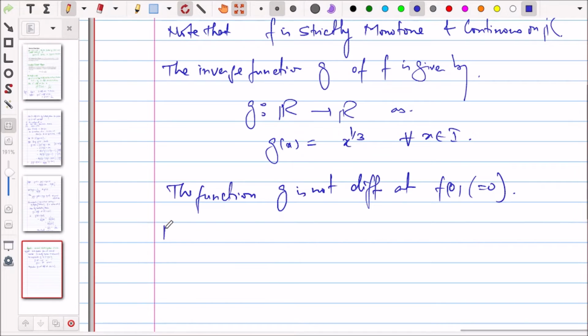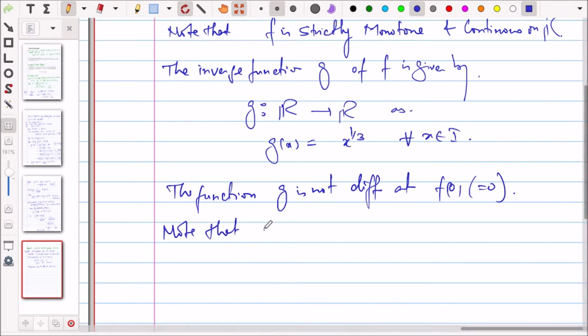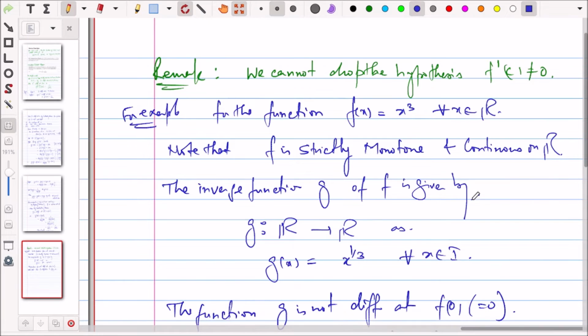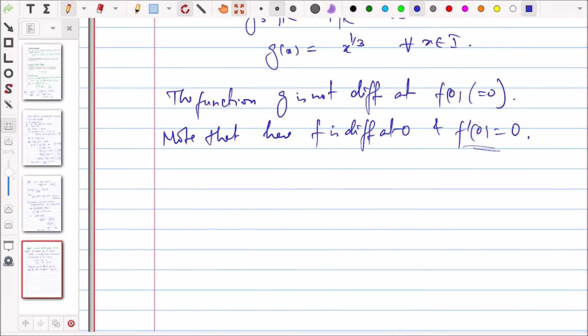Note that here f is differentiable at 0 and f dash 0 is 0. So that's why we have dropped the condition of this being non-zero, so we are able to find out that our g is not differentiable at f0, right? Yes, so we cannot drop the hypothesis f dash c not equal to 0. So if we drop this, the inverse may or may not be differentiable at that point.